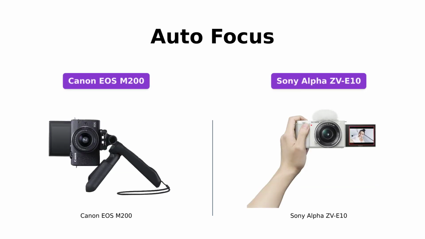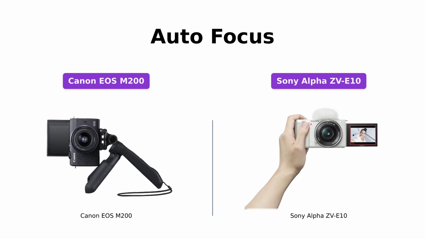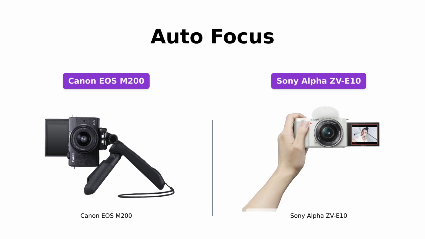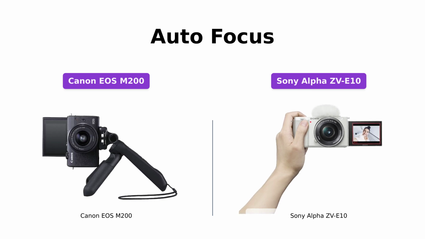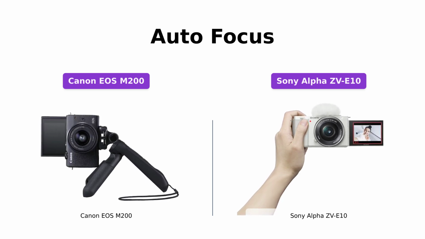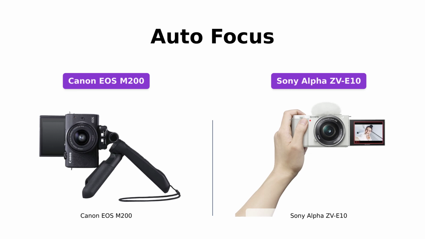When it comes to autofocus capabilities, both cameras excel. The Canon EOS M200 offers fast and accurate dual-pixel CMOS AF with eye detection AF, ensuring your subjects are always in focus. Similarly, the Sony Alpha ZV-E10 features advanced autofocus technology, allowing you to capture sharp and focused shots effortlessly.